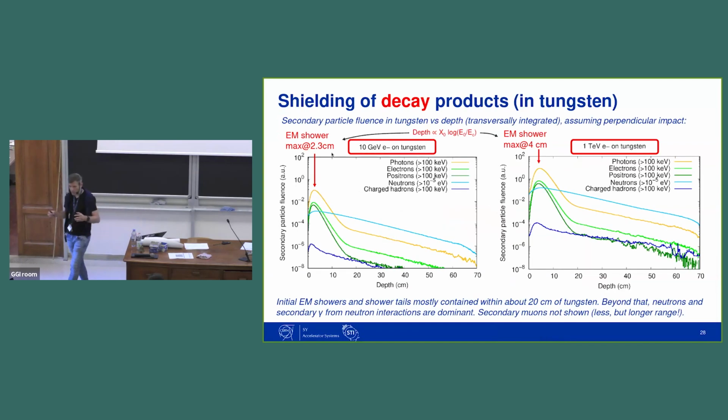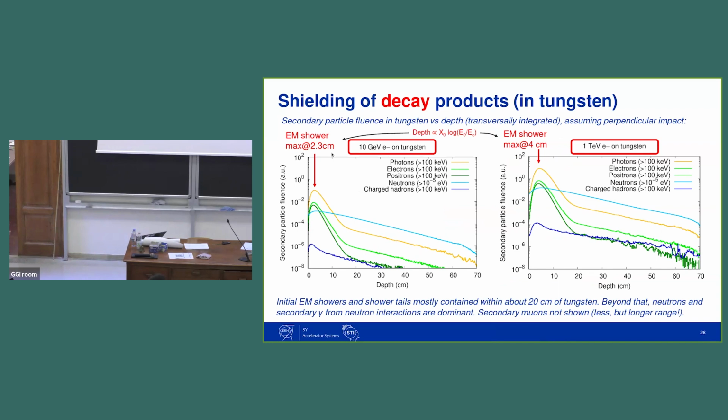So just to show you a bit, putting this together, how can we now shield our decay products, which have an energy range up to TeV, as I said. What I'm showing here is a generic example. I'm shooting here in this case a 10 GeV electron on a tungsten block, and here a 1 TeV electron on a tungsten block. And what you can see is the following.